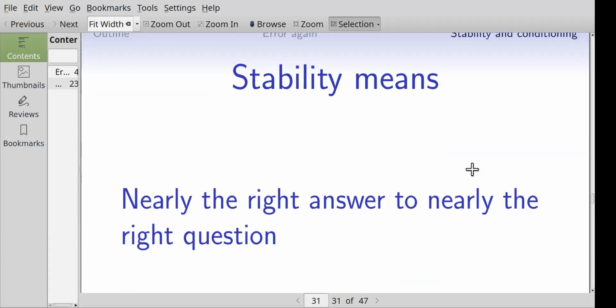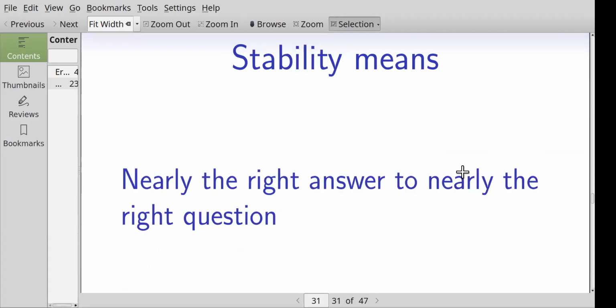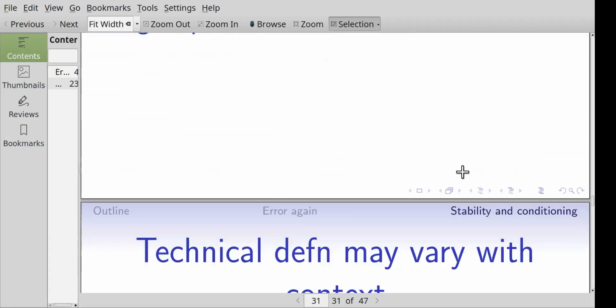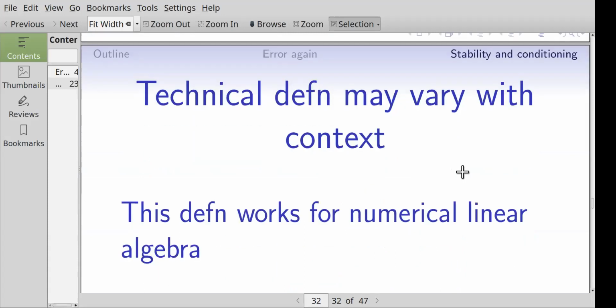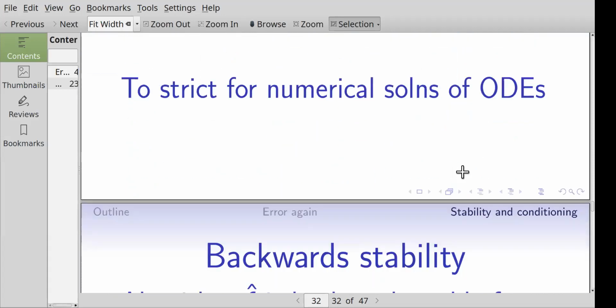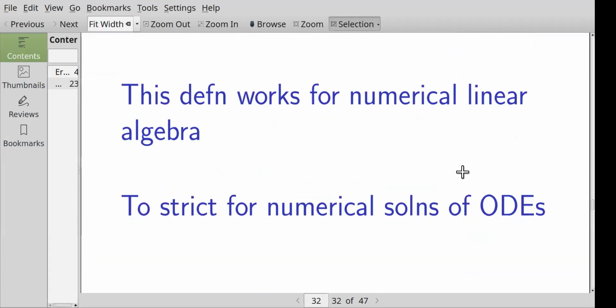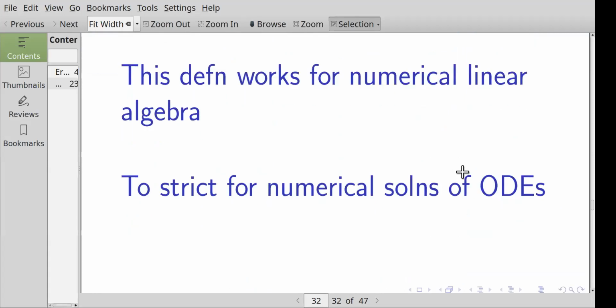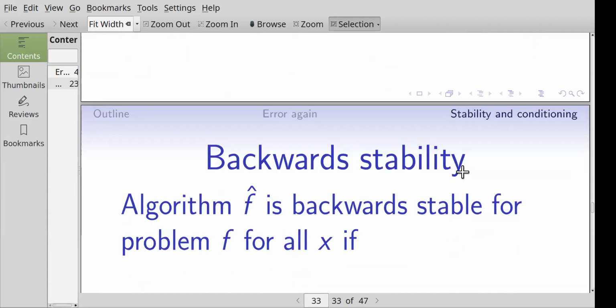Stability. A working definition of stability is that you get the right answer, or almost the right answer, to almost the right question. And what we mean by stability may mean something different depending upon the context. So that definition is okay for numerical linear algebra. It might not be okay for ordinary differential equations.